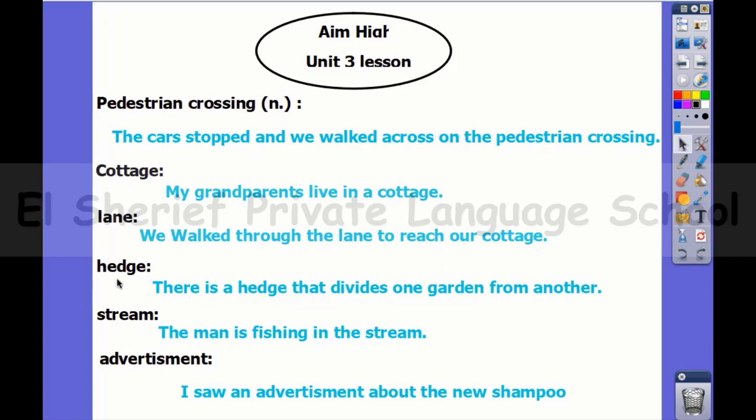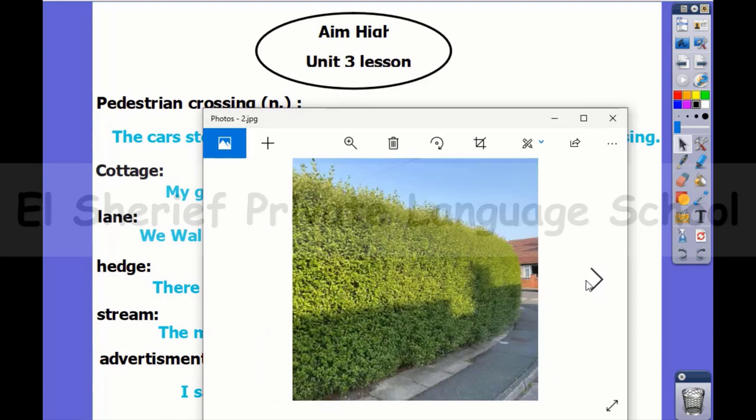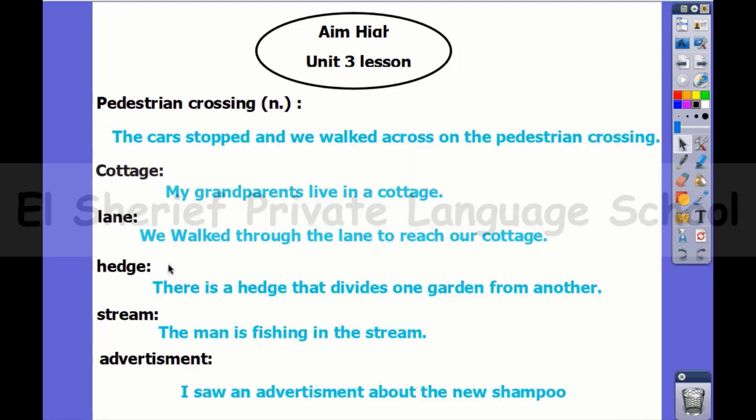Hedge. So hedge is a row of small bushes or trees grown close together. For example, there is a hedge that divides one garden from another. And here is a picture of a hedge. Stream, a small river. For example, the man is fishing in the stream.